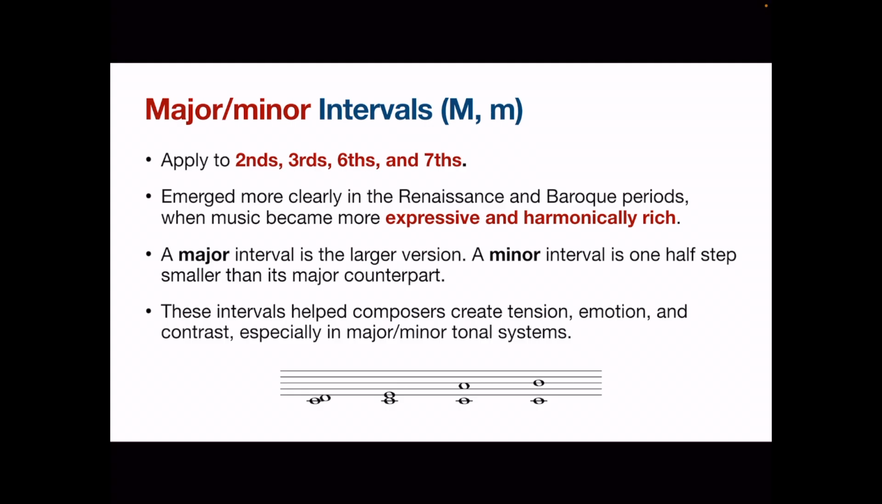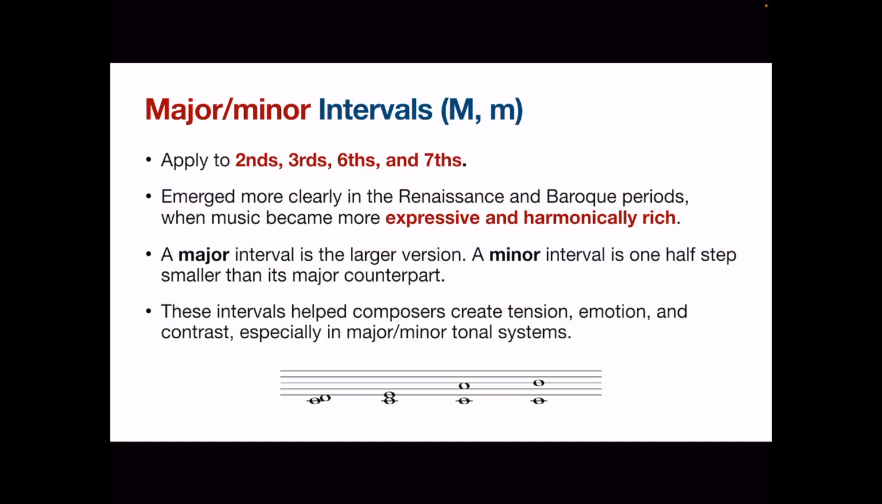So let's first hear the examples. A major second would be C and D, that's a major second. A major third, a major sixth, a major seventh. Okay, so we have these ones, and the third point, a major interval, is a larger version. A minor interval is a half step smaller than its major counterpart.